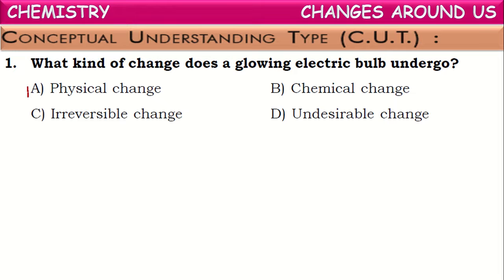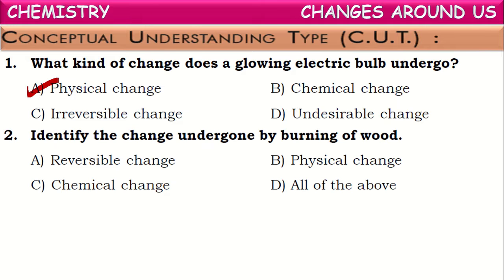Now, glowing of an electrical bulb also will come under physical changes because it can be reversed. There is no change in the chemical composition, only glowing is occurring. When you switch it off again, the glow will go off. Okay, it is a physical change.